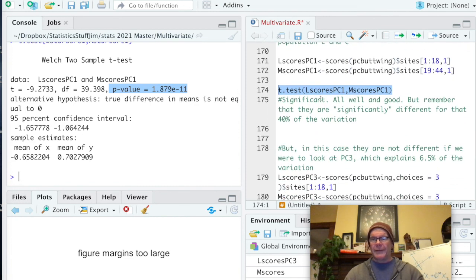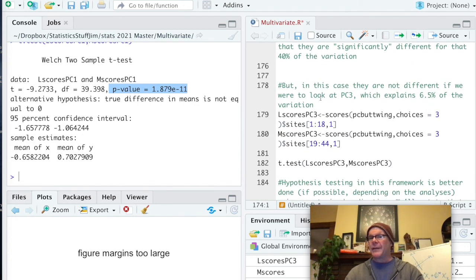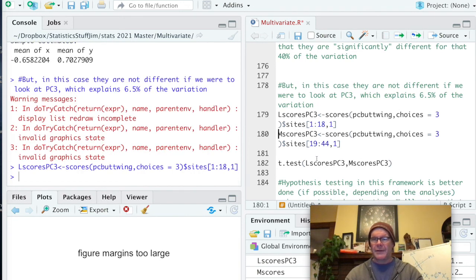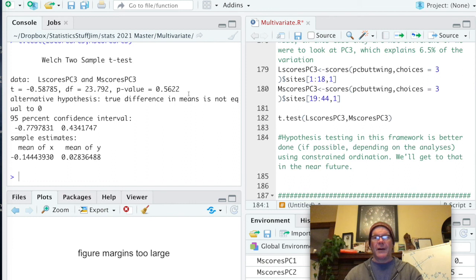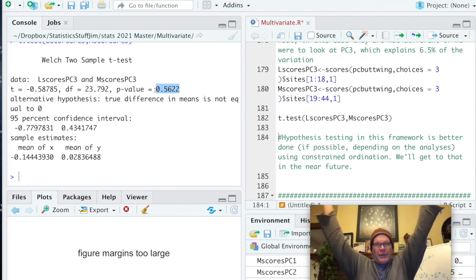And we could do it for, let's say, the third axis, which explained what, 6.8% of the variation. And we could go ahead and do that, and then I am going to do a t-test on that. And oh, they're not different on PC3. Recall that PC3, I think, explained what, 6.3% of the variation, something like that.